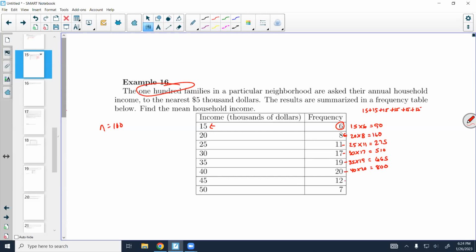800. Here I have 12 times 45 or 45 times 12. Is that 450 plus 90? 540. And then 50 times 7, which is 350. Now I need to add those totals up.